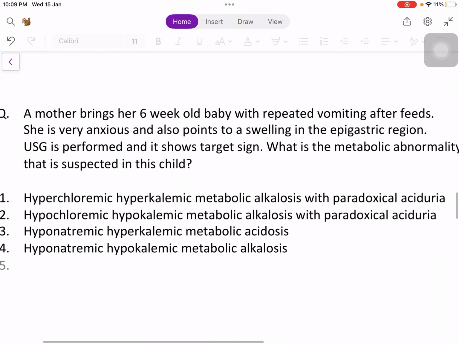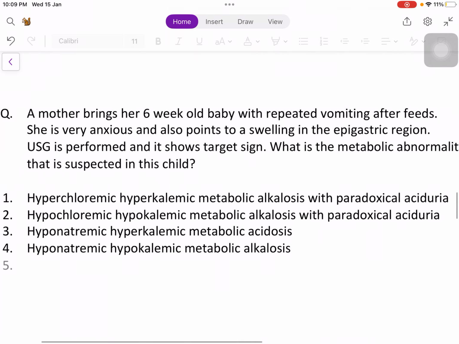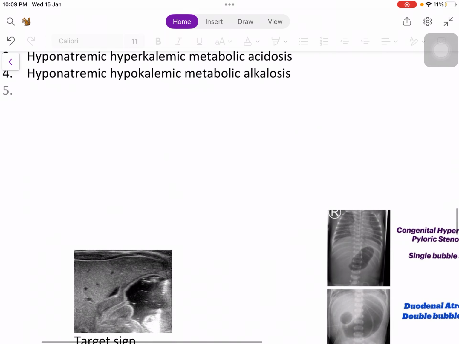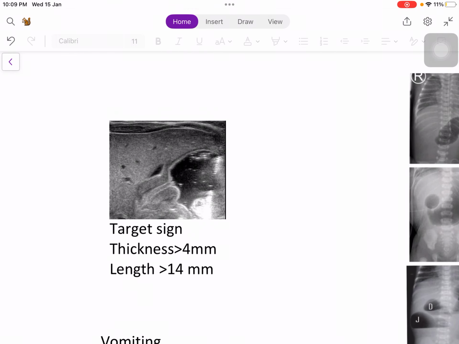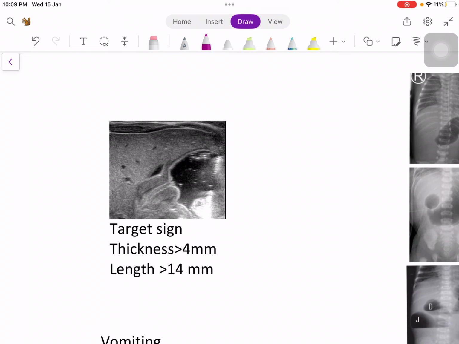Now we have the examination finding, that is swelling in the epigastric region, which tells that it might be the hypertrophied pylorus. Now the target sign on USG. So here we can see this is the pylorus, this is the muscle of the pylorus, and this thing is the mucosa. So the mucosa is projecting into the stomach because of the hypertrophied muscle of the pylorus. This is called antral nipple sign.